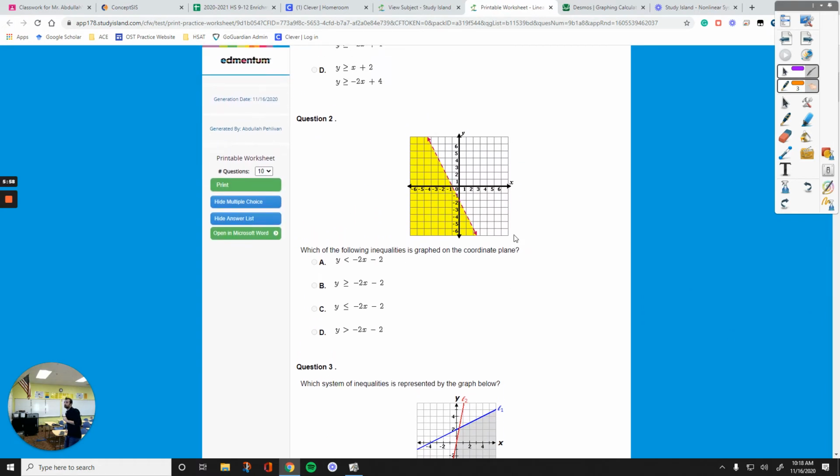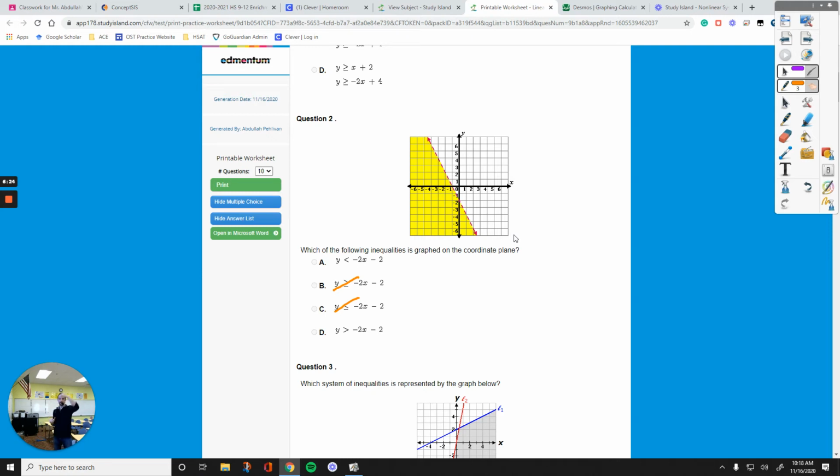Rule number 2, if you have a dashed line, you cannot put an equal sign underneath. So that tells me this cannot be my answer, that cannot be my answer, because the line is not continuous. It's not a solid line. So now I have two options, either A or D. Now let's focus on the difference between them. So the right side is the same. They both represent the same line.